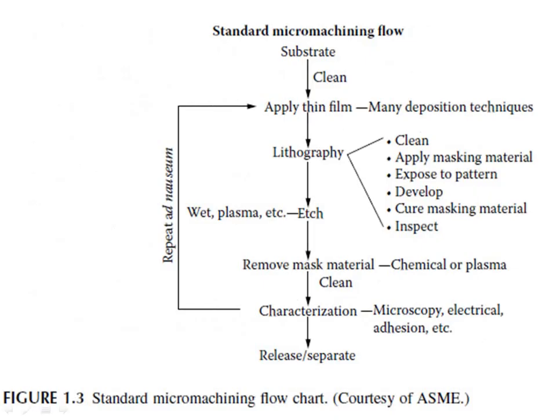Figure 1.3 shows the standard route followed to produce an integrated circuit. The same flowchart can be used for producing any microscale product made with silicon-based materials. The chart shows the basic functions of initially cleaning the substrate, applying a thin film using many deposition techniques, applying lithographic techniques to apply mask material, etching to form the required shape of the microscale features, removing the mask material using chemical or plasma etching, and finally characterizing the nature of the created structure.